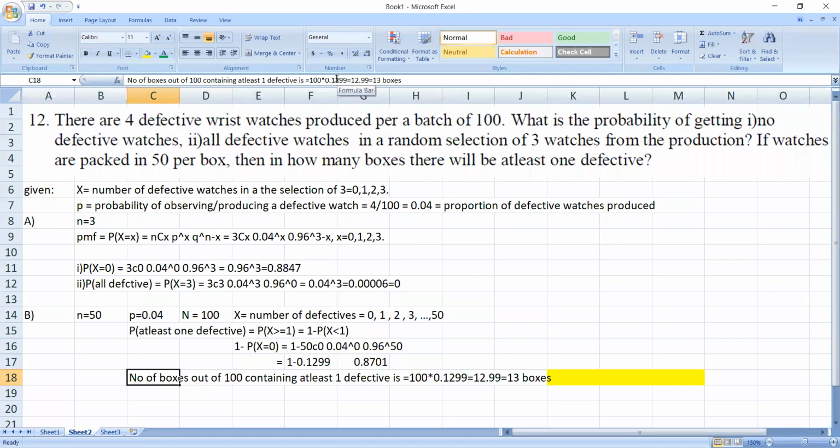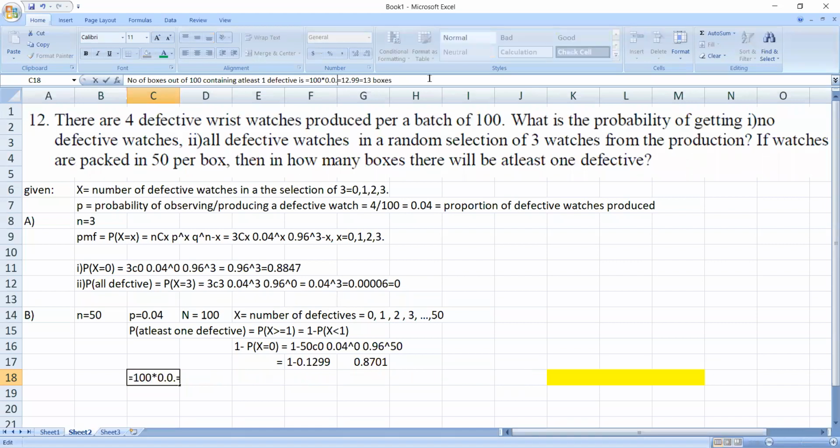So almost 87 boxes out of 100 will have at least one defect.